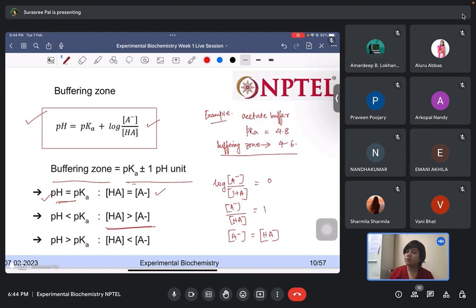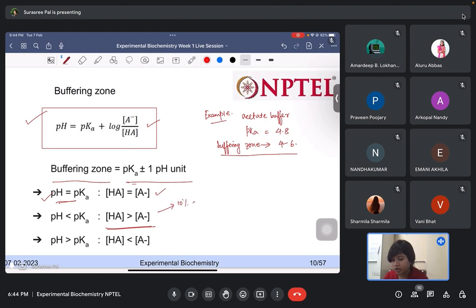That means this acid is not completely dissociating, right? So suppose there is a very little dissociation of this acid, which is why the conjugate base concentration is not similar to the acid concentration. So that means it is not in the equilibrium position. Suppose we say that there is 10% dissociation of the acid.